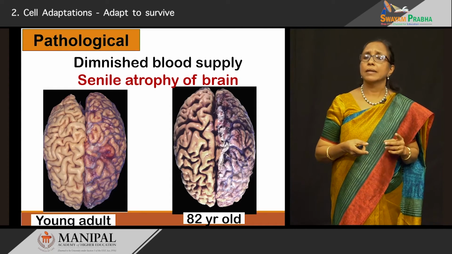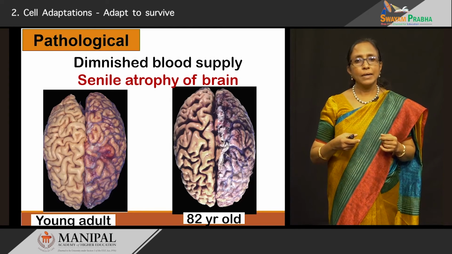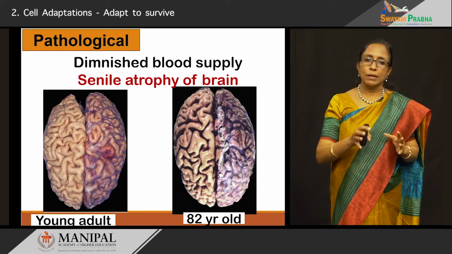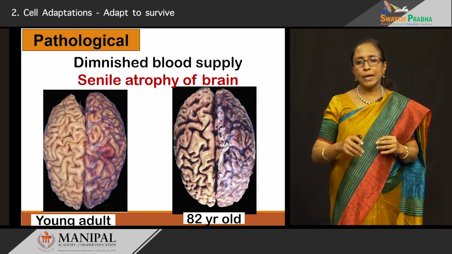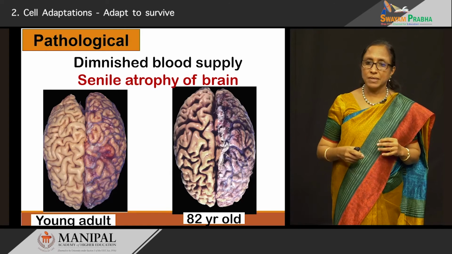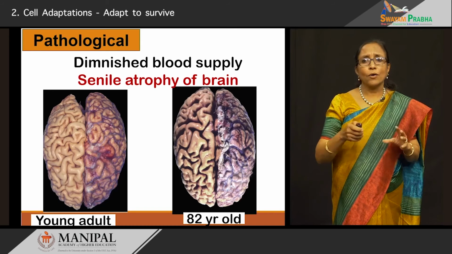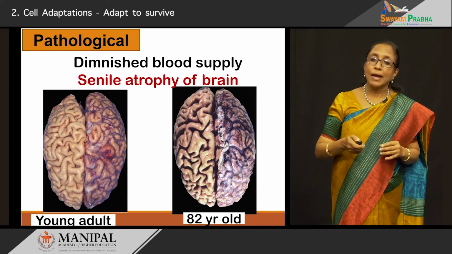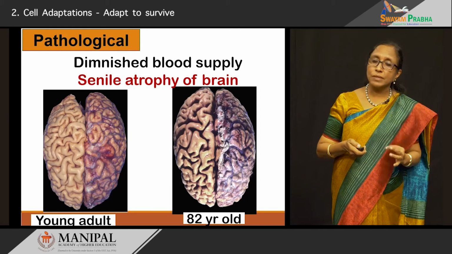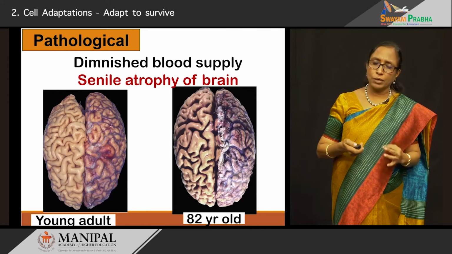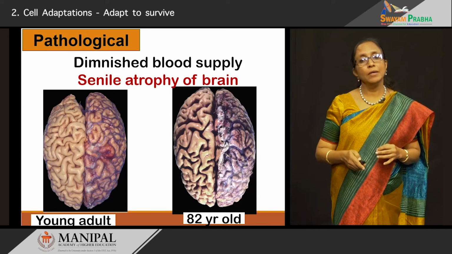This can be seen in senile atrophy of the brain, which we see in the older age group. In a young adult, you can see the surface of the brain, with normal gyri and the sulci that we are seeing. In the brain of an 82-year-old person, we can see that the gyri and sulci are all narrowed and there is a lot of space, and the gyri are also thinned out. So, this is what we mean because of the decrease in the blood supply to the brain. It can occur in various other organs too. Here we talk of senile atrophy of the brain.